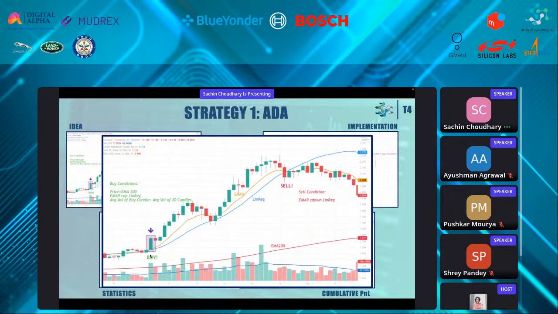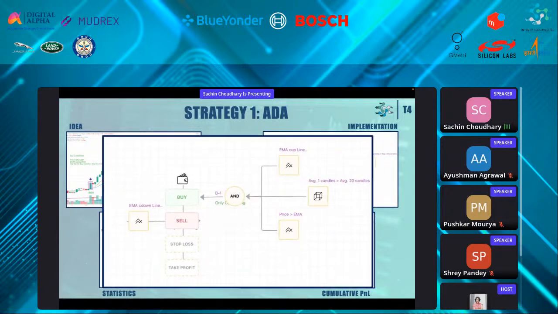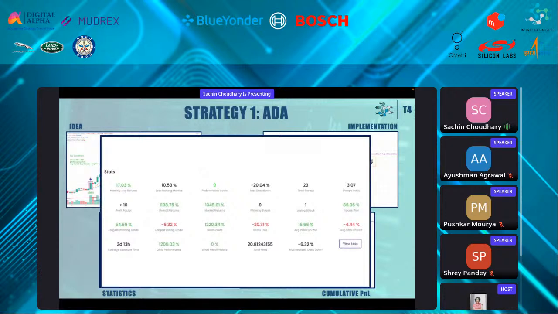So here's an example. Here price is greater than the 200 EMA, and EMA 9 crosses above the linear regression, and also volume is greater than the last 20 candles. So the buy order will execute, and the sell order will execute when EMA 9 crosses down the linear regression. So here the sell order will execute. This is how our model looks in the Mudrex platform. These are the stats that we got from the Mudrex platform.